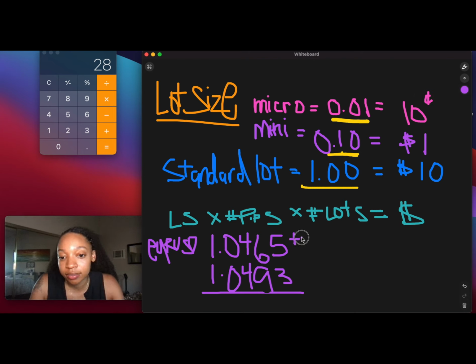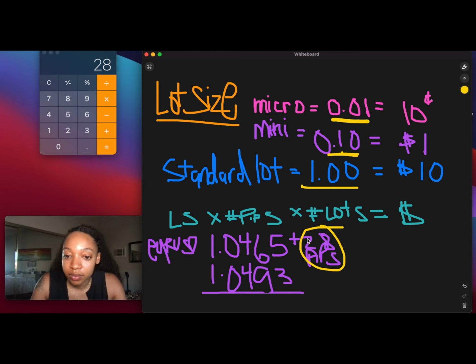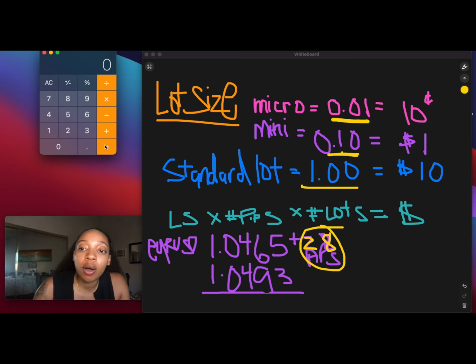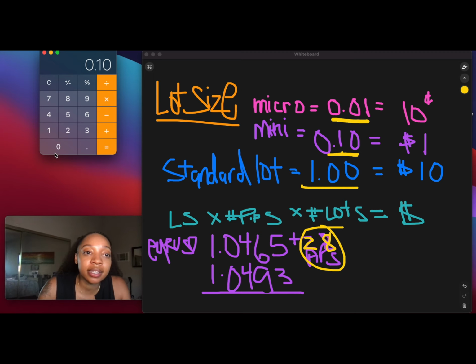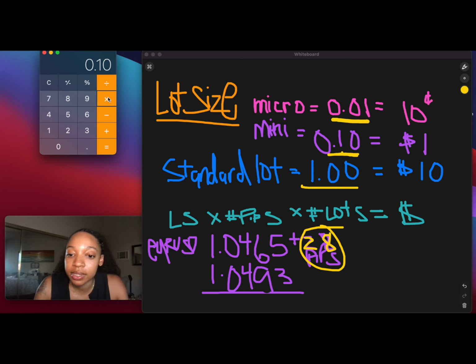Let's just write it down. 28 pips. Sorry, y'all, that's so ugly, but it's okay. We just remember 28. All right, so let's plug in this equation. Let's start with micro. So we're going to do 10 cents times 28 equals $2.80. So that's $2.80 if we were using the micro.